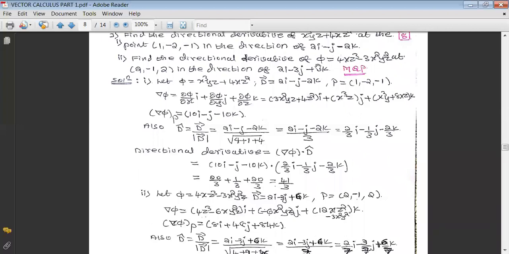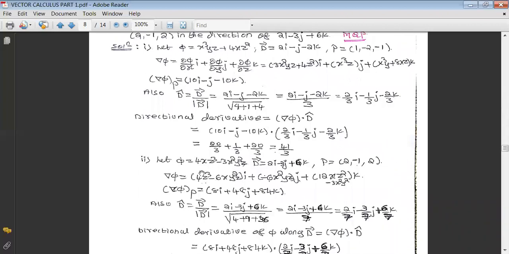In the same fashion, let us concentrate on the second example, which is there in the model question paper. They have given the scalar pi, and the direction is 2i minus 3j plus 6k, and the point is (2, -1, 2). Now let us get del pi. Del pi is given by dou pi by dou x into i plus dou pi by dou y into j, as you have defined here, plus dou pi by dou z into k.